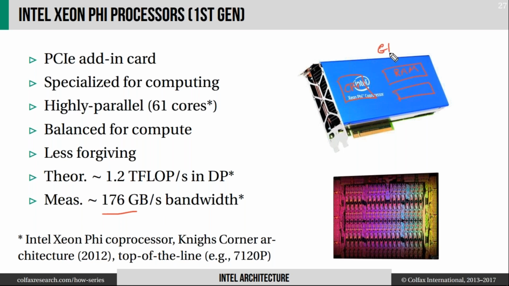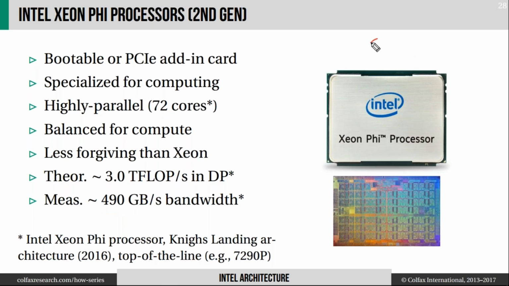They are based on the GDDR5 technology. Since then, Xeon Phi has been upgraded, and in 2016, Intel introduced a bootable version of Intel Xeon Phi processors. And now this is no longer a PCI Express add-in card. It is a processor that controls memory, that controls file I/O, and it controls networking. You use it as a regular CPU, but you get up to 72 cores with 4-way hyperthreading.